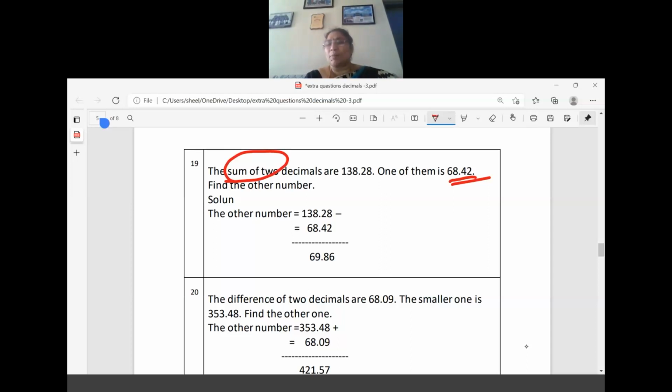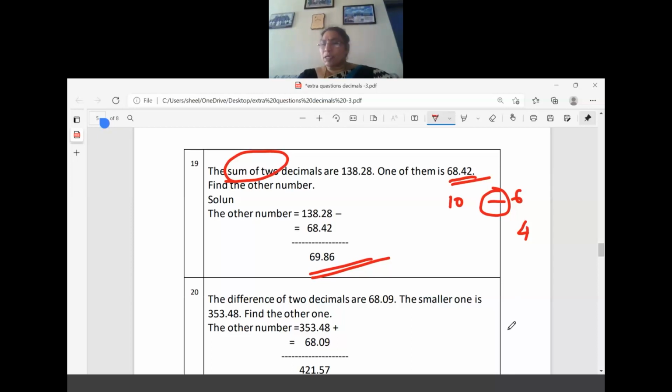Suppose I'll take a very small example. Suppose I'm having 10 as the sum of two numbers, isn't it? One number is just 6. Naturally you know that the other number is 4 only. How did you get it? 10 minus 6 only. So in the same way, the sum of two decimals is 138.28. One of them is 68.42. Find the other. Means what we have to do? Same procedure, that is subtraction we should do. And after the subtraction, what is the value? 69.86. Clear?